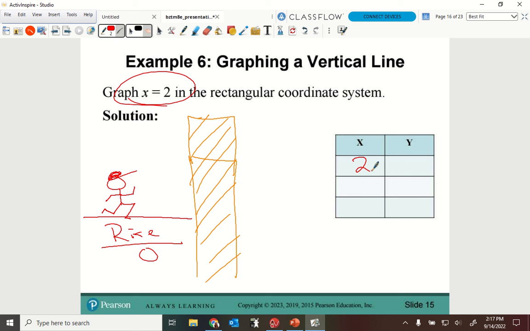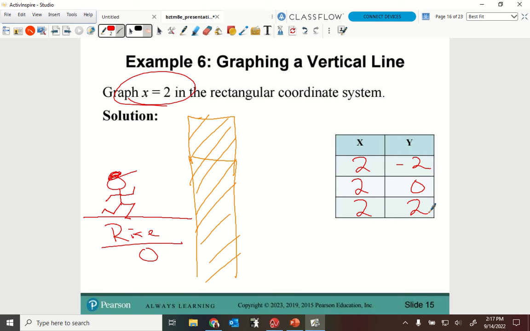Okay, what do you think this next x is? 2. And what do you think the next one is? 2. They're always 2. X is always 2. No matter what my y is, x will always be 2. So I can make up stuff for my y and it's not going to change because if you notice there's no y here, is there? There's no y to plug into, so I could have -2, 0, and 2.